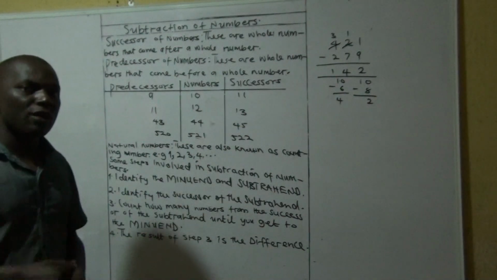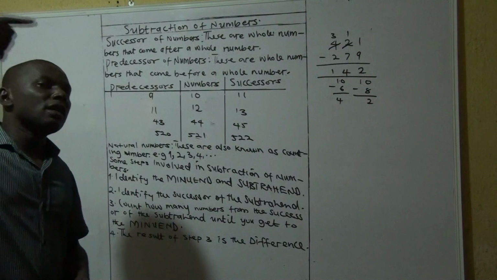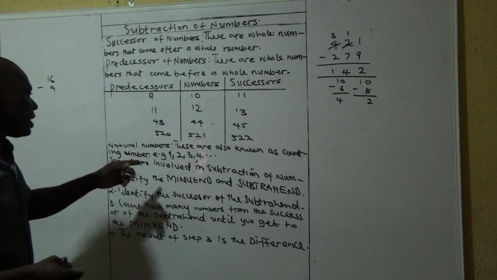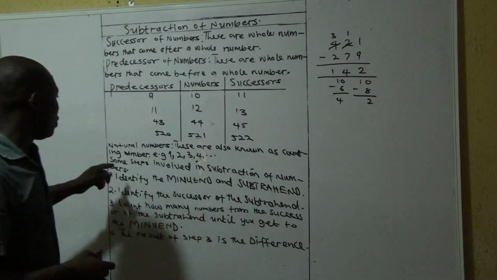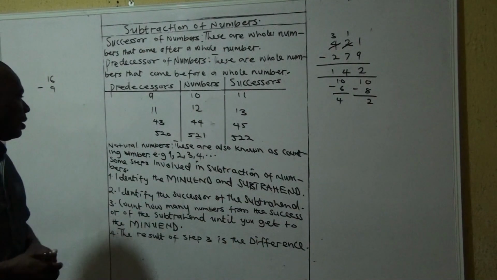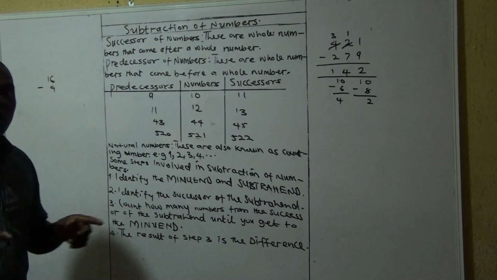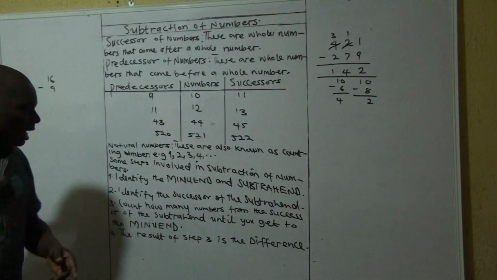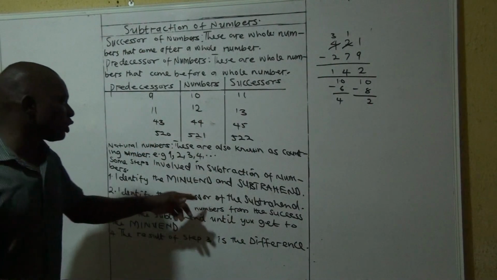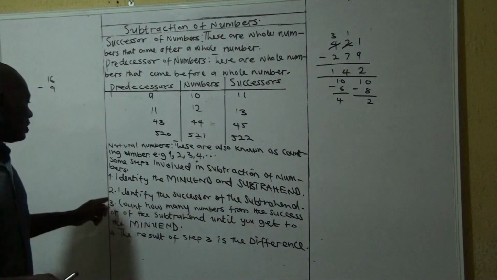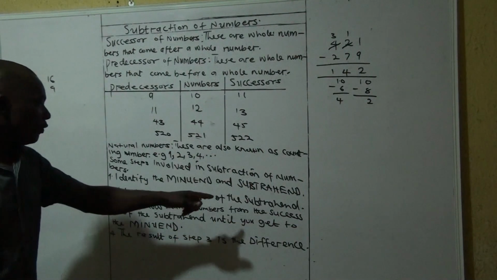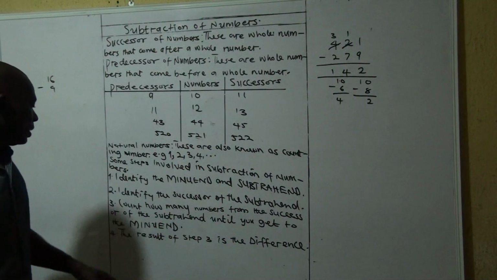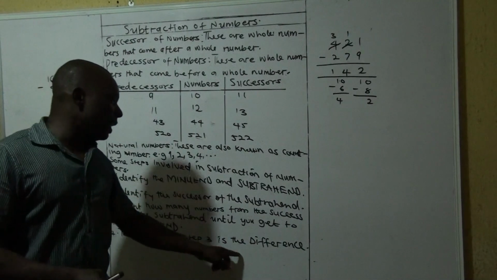So our counting numbers start from 1, 2, 3 till infinity. Those are counting numbers. Then here there are some steps involved in subtraction of numbers. One thing you have to do in subtraction of numbers, you must identify your minus and your subtractand, like I've explained. Then 2, you identify the successor of the subtractand. And 3, count how many numbers from the successor of the subtractand until you get to the minus. So the result of step 3 is the difference.